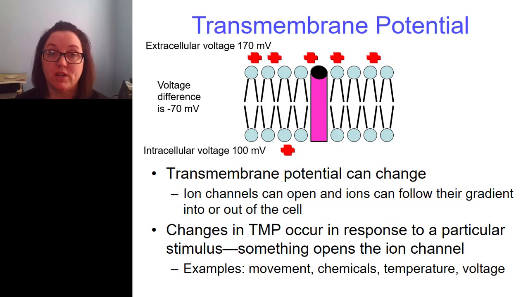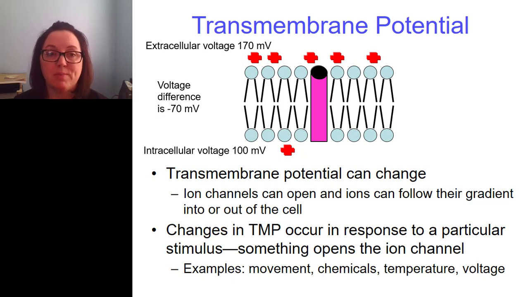Transmembrane potentials can change, and that's really important because this is how we are going to do things like contract our muscles. A transmembrane potential can change when an ion channel opens and the ions move either into or out of the cell. This causes the voltage to move also, and we can use this to do work.